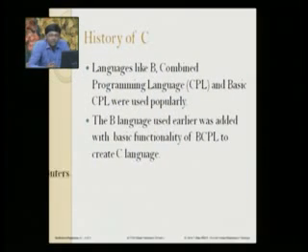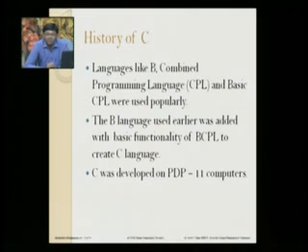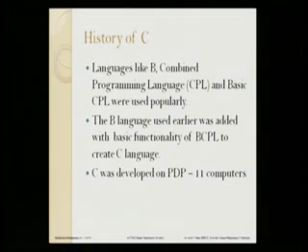Now about the history of C. Don't you think C is somewhat of a strange name? How did it come? First of all, in 1960 the Algol language was used in Europe, but it was not so popular in the USA. So after that in the USA, BCPL, Basic Combined Programming Language, was made. After that the B language was introduced, and at the end in 1972 Dennis Ritchie developed the C language using PDP-11 computers at Bell Laboratories.